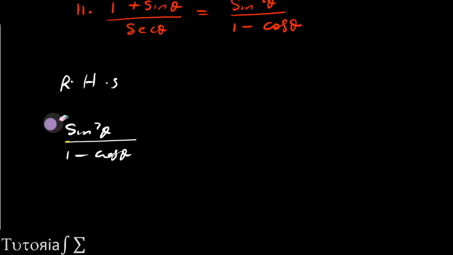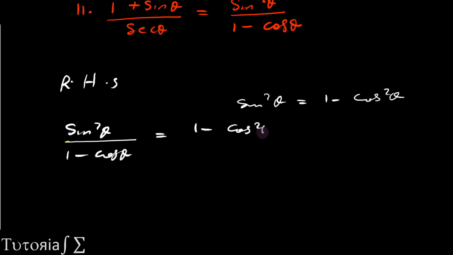Okay, so from the start we have our left hand side, which is sine squared theta over 1 minus cos theta. What we can do is that we know that sine squared theta is equal to 1 minus cos squared theta, and this will be equal to 1 minus cos squared theta all over 1 minus cos theta.